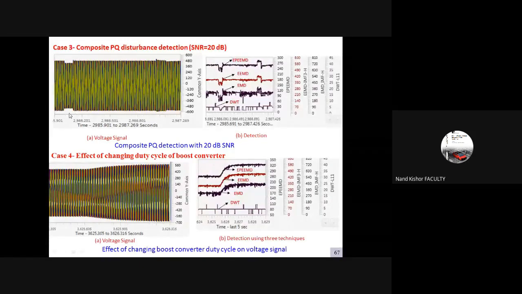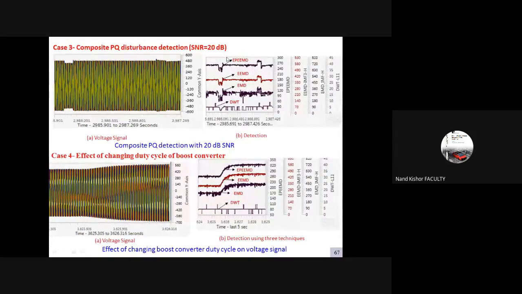Now you have the occurrence of two different events, sag and swell, in the same time signal, occurring in succession. So you can see the performance of DWT, and then the performance of EMD, ensemble EMD, and the energy preserving EMD.